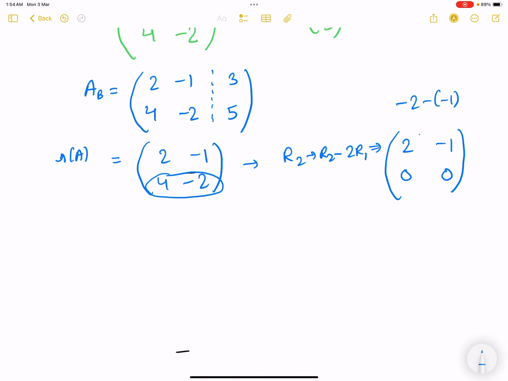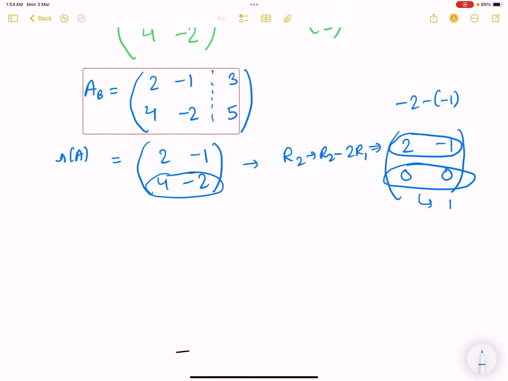So we say there is only one row which is linearly independent. The entire second row is 0, which means the rank would get reduced by 1. So in this case the second row is 0, and the rank of A in this case is 1.